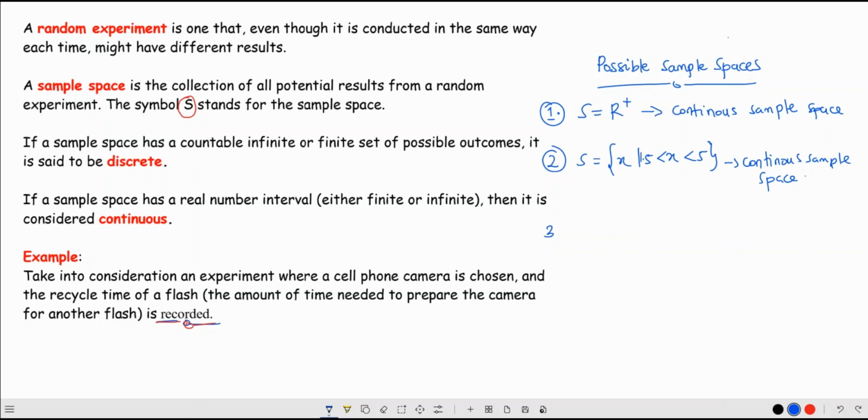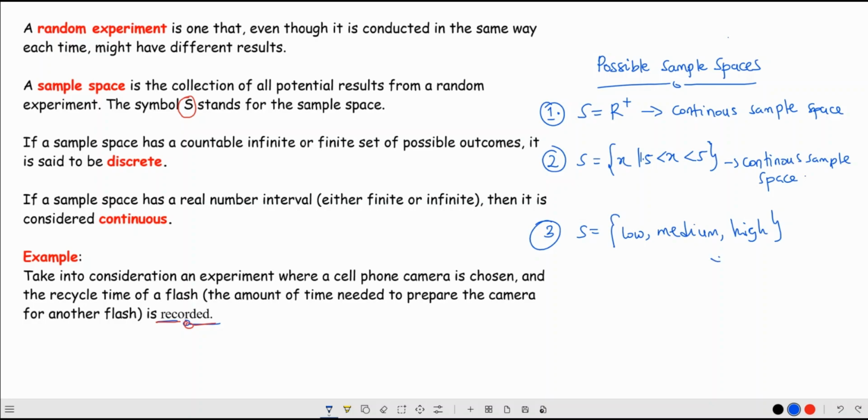Now let's look at the third sample space that you can choose for this question. Let's say the main objective of our analysis at the end of the experiment is to determine whether the flash time of the phone camera is low, medium, or high. Then our sample space is just low, medium, or high. So these are the possible outcomes that we can get at the end of the experiment, depending on the particular analysis that you want to do.